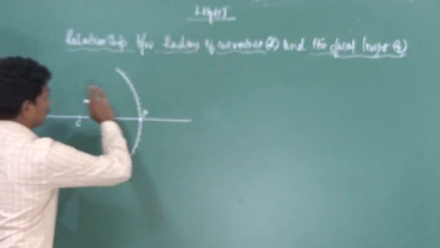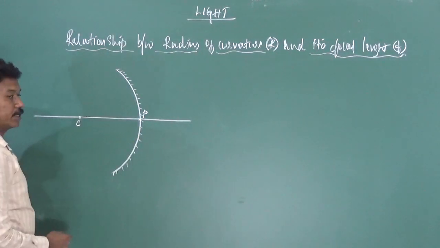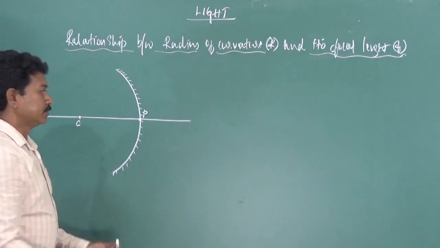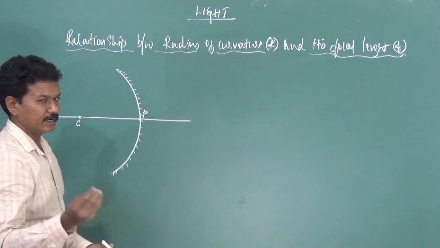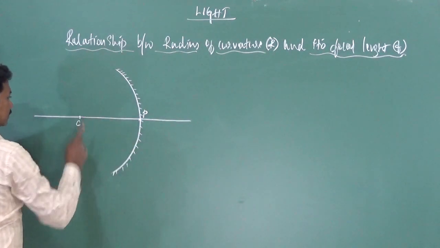So, the relationship between radius of curvature and focal length. I have taken an example of a concave mirror. You can also take a convex mirror for the derivation, but a concave mirror is a little bit friendly, so I have taken this. This is the pole of the mirror, and this is the center of curvature.